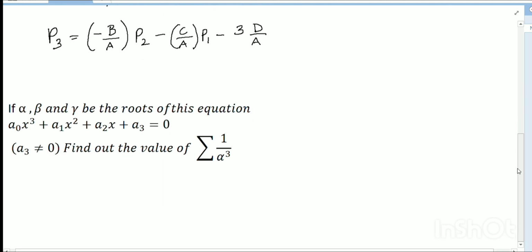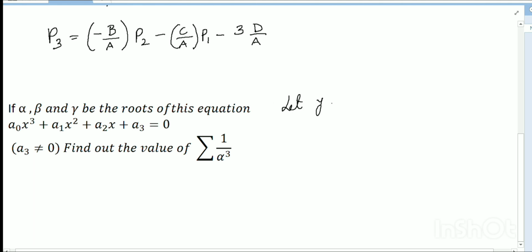So another thing you see, find out the value of 1 by alpha cube. Whatever you see, p3 is equal to minus b by a, p2 minus c by a, p1. Another is p2 is equal to minus b by a, p1 minus 2 into c by a. So this is the process of how to find this. Here p_k means 1 by alpha to the power k. Here I have to find out p3. So p3 is equal to minus b by a.